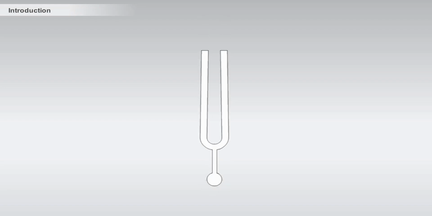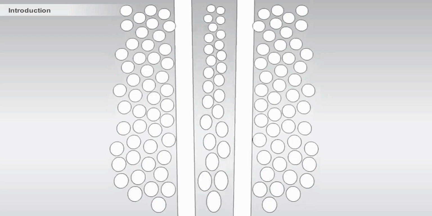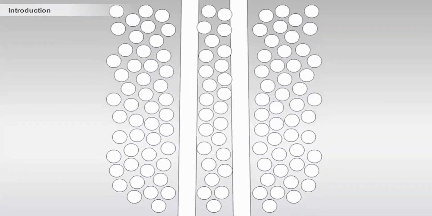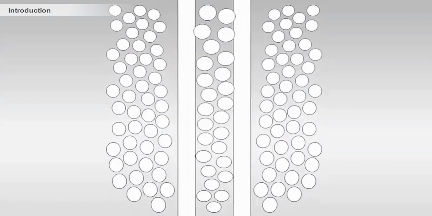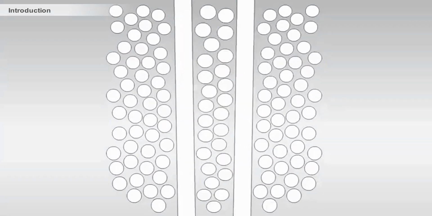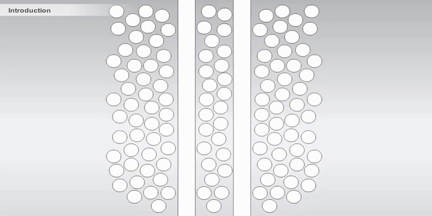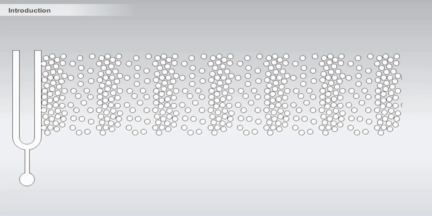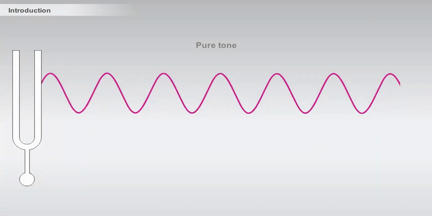The pressure variations are often illustrated with a tuning fork. When a tuning fork is struck, the arms of the tuning fork move and the air molecules around it will start to move back and forth or vibrate. The back and forth movement of molecules results in an increasing and decreasing of the air pressure. This generates a so-called sine wave, which is also known as a pure tone.